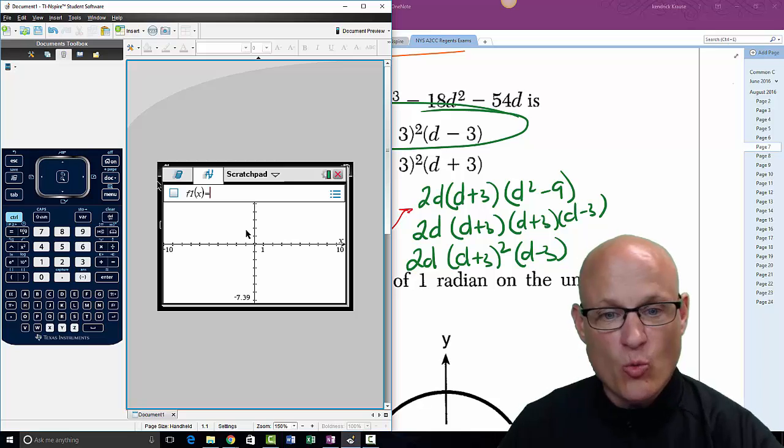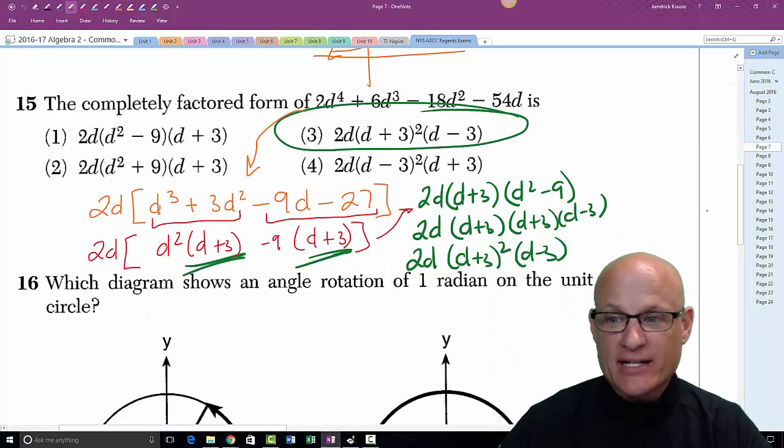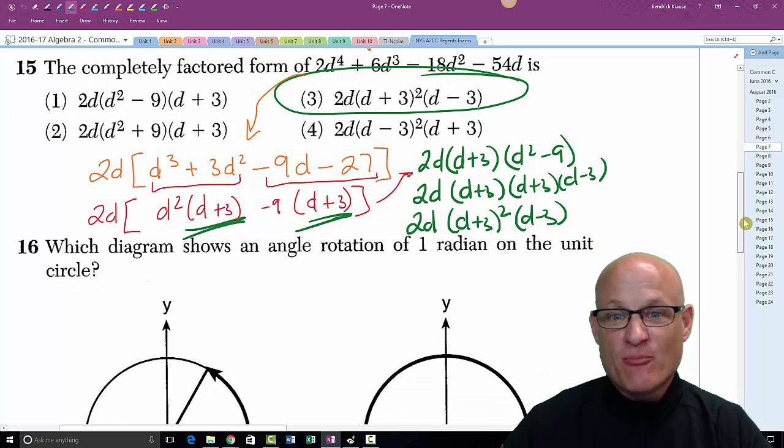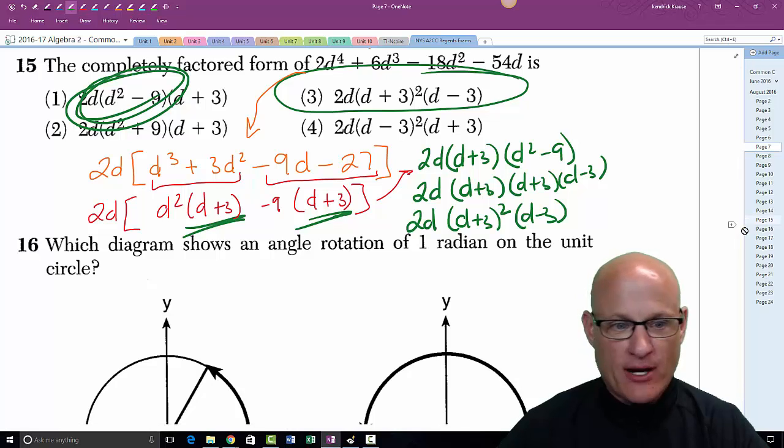Both choice 1 and choice 4 would overlay right over it, but choice 4 is more factored because this thing was factored. So that was the tricky part of that problem.